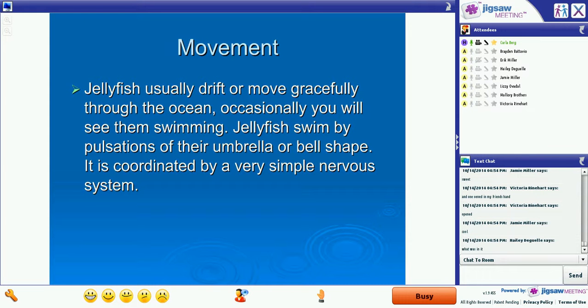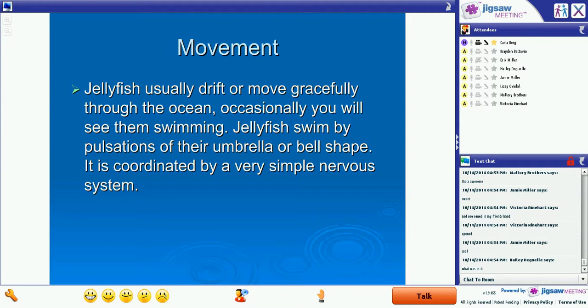Great. Thank you very much. Movement. Haley, would you like to read about movement for us? Jellyfish usually drift or move gracefully through the ocean. Occasionally, you will see them swimming. Jellyfish swim by pulsations of their umbrella or bell shape. It is coordinated by a very simple nervous system.